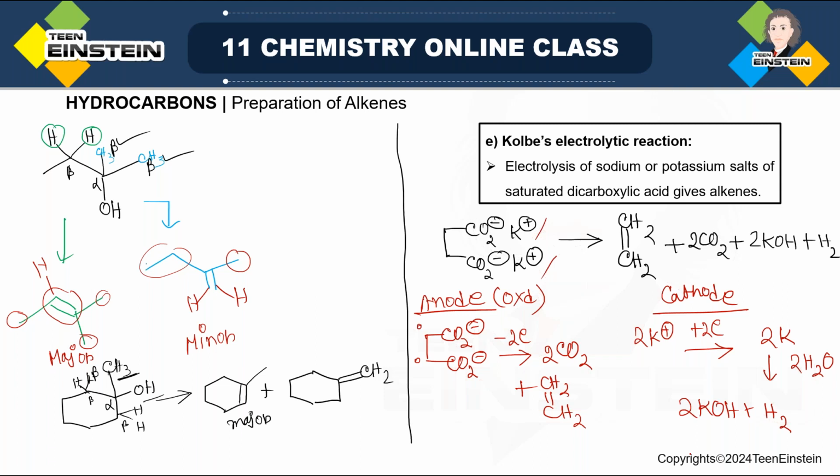The same type of mechanism we have also seen in the preparation of alkanes. There also, Kolbe's electrolytic reaction, this method we have seen. So these two are produced on this side, and KOH and hydrogen gas are produced on the other electrode side.